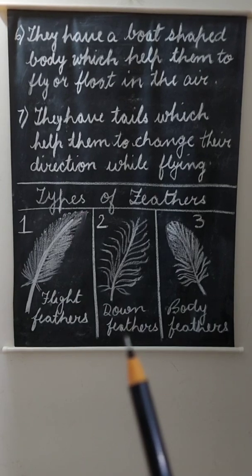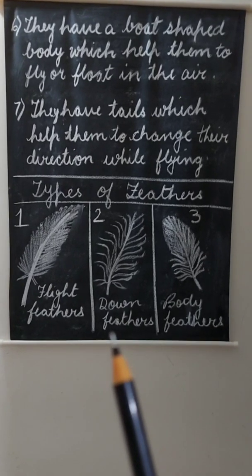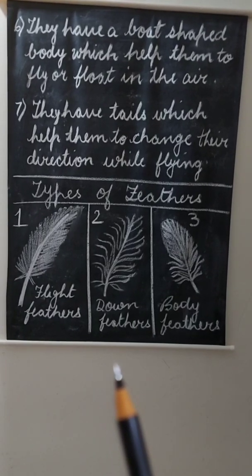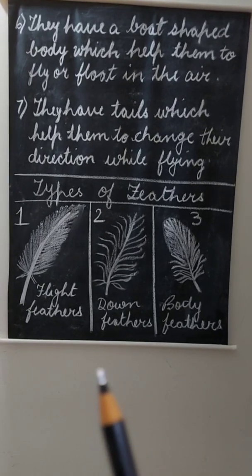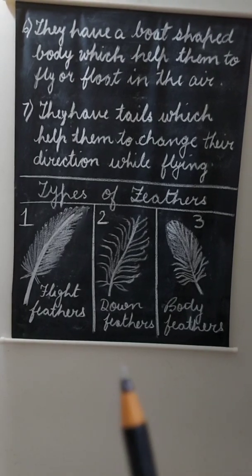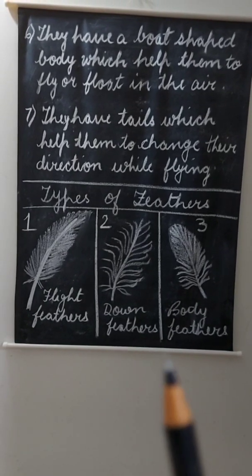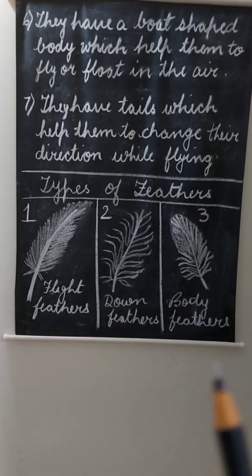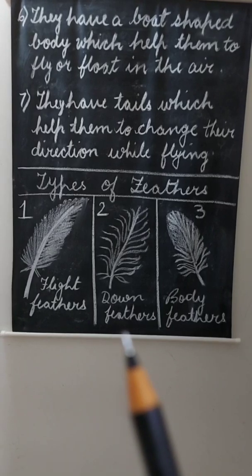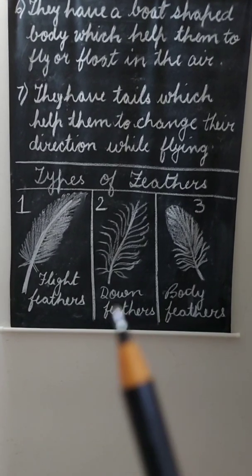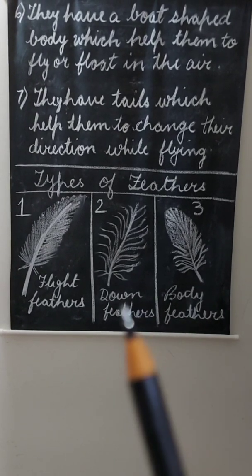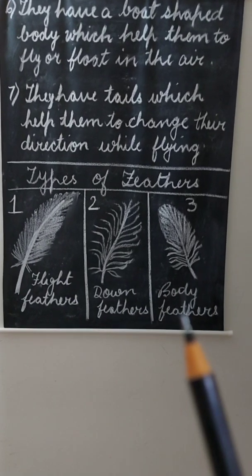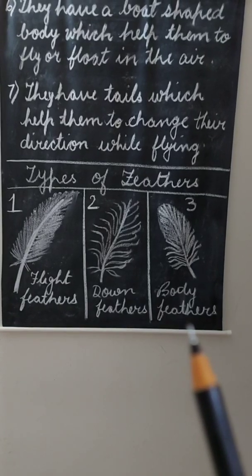Second is down feathers. These feathers are soft and fluffy feathers which help to cover the body of a bird. They keep the bird's body warm and help them to be comfortable during the winters or any harsh weather.